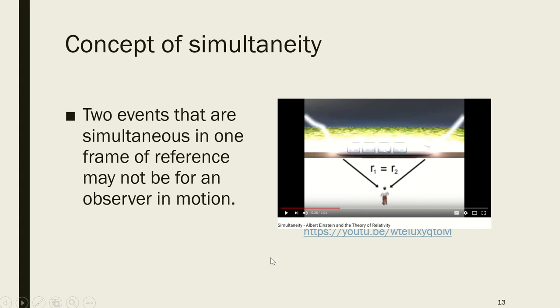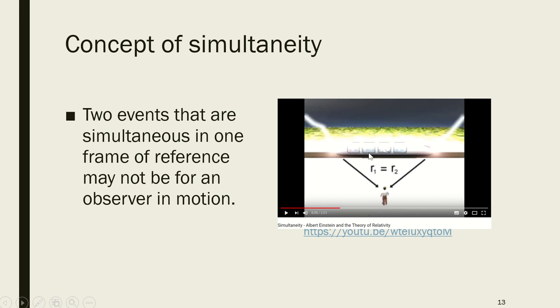So, you would have watched the train video. As you now know, it's perfectly acceptable that two events that are simultaneous in one frame of reference, so the person observing the train being struck by lightning from the front and the back, they observed those two events simultaneous, the exact same time. The light reached the stationary observer's eyes at the exact same time, so he thought they were simultaneous. And those two events that are simultaneous in one frame of reference may not be for that observer in motion.